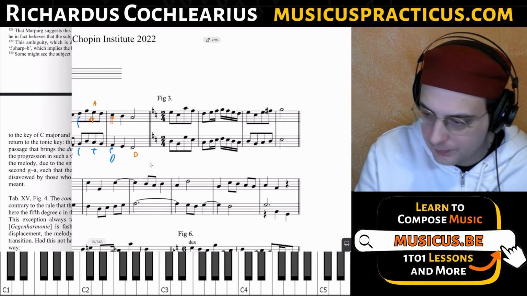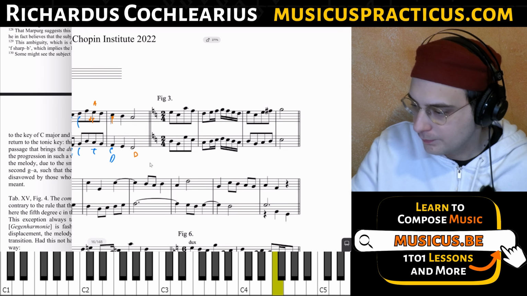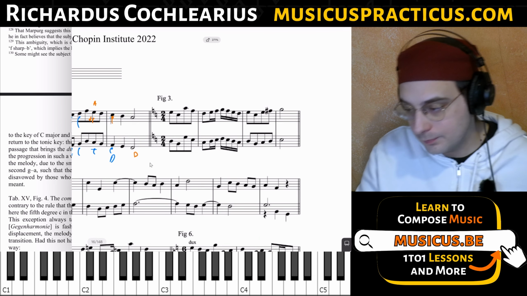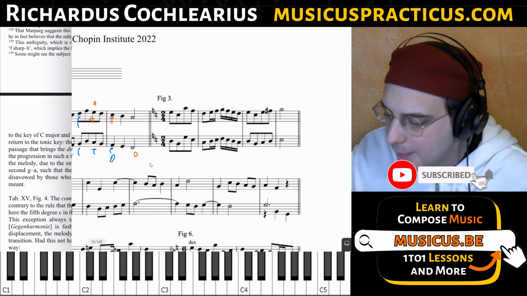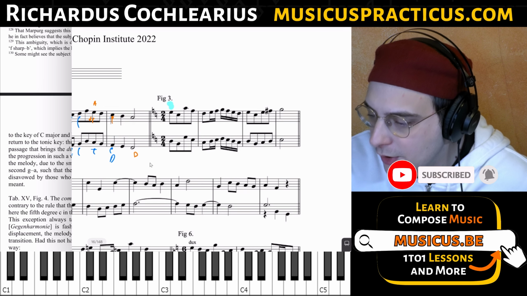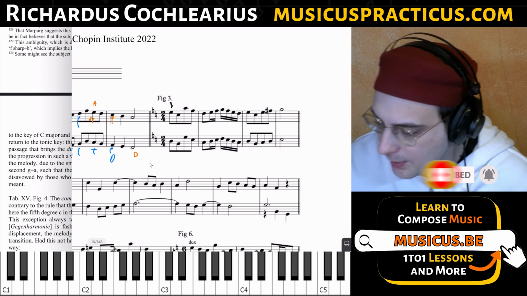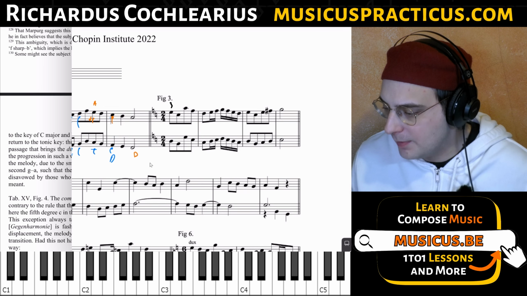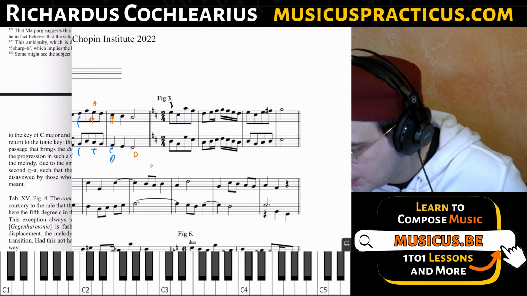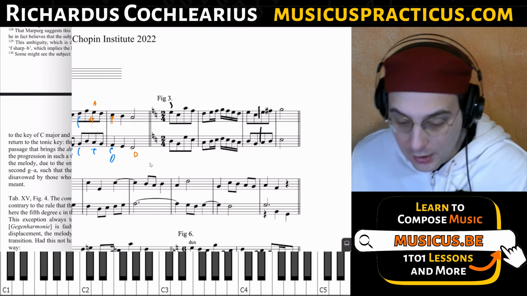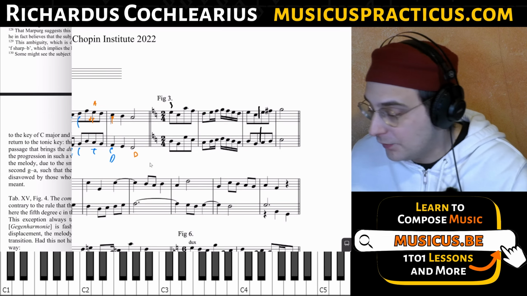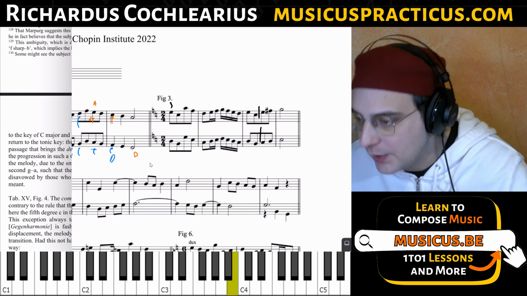Treble clef. Yes. Here it's starting on the 3rd degree of C major. Mi, do, la, fa, re, mi, fa, sol, fa, mi, re, mi, do. Up to this point is the same. Mi, do, la, fa, re, mi, fa, sol, fa, mi, re, mi, do, re, mi, fa.